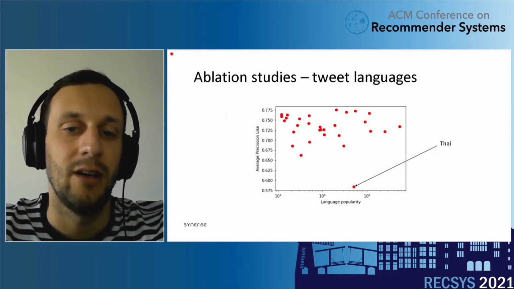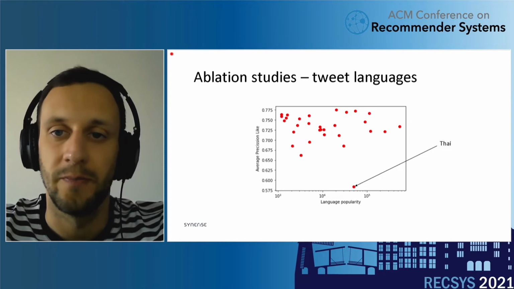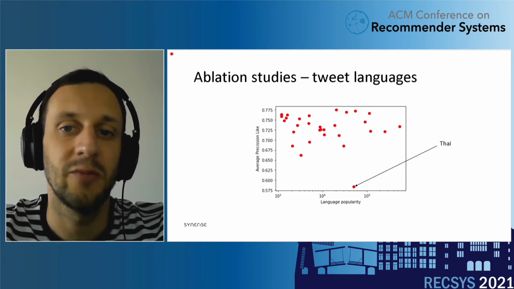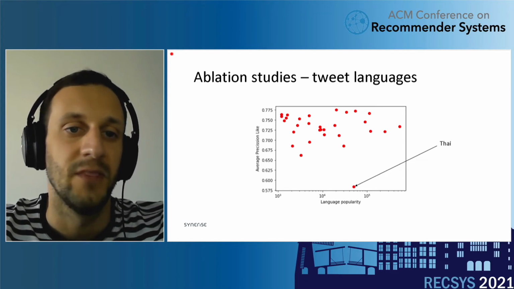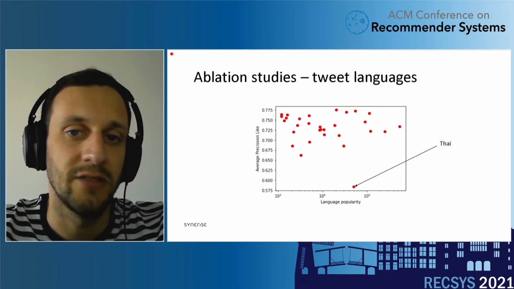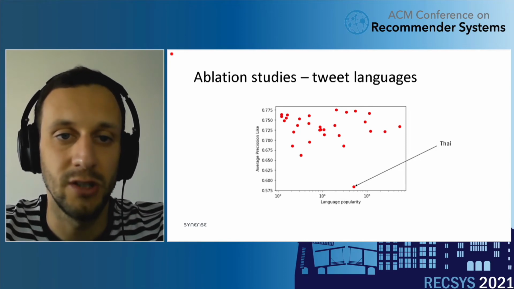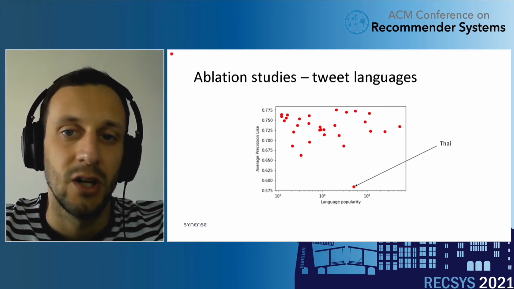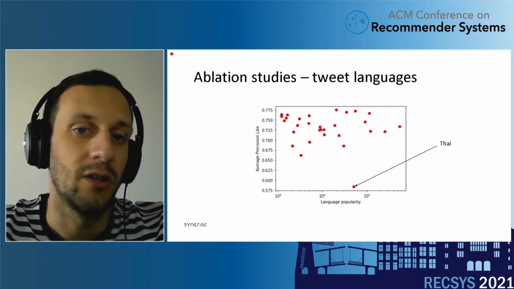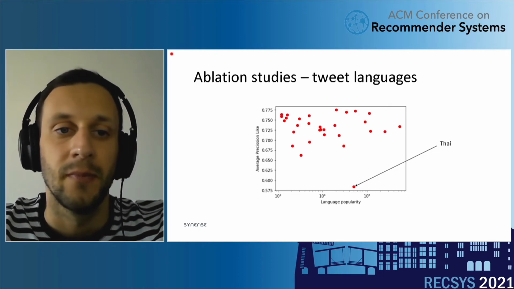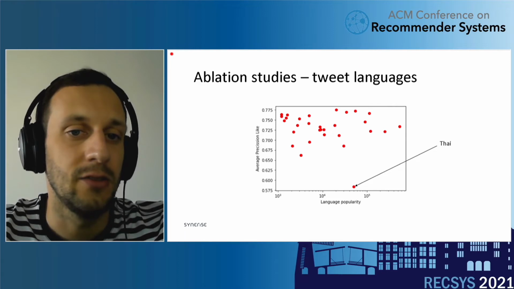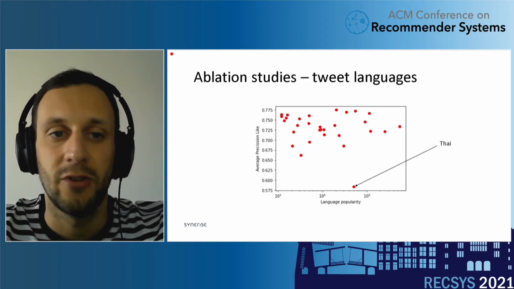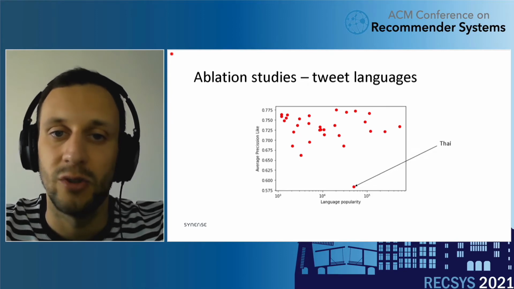Additionally, we evaluate our model for different tweet languages. This plot shows the visualization of the average precision score in terms of language popularity. Generally, less popular languages achieve scores similar to most popular languages, with one exception. A strong outlier is Thai language, which achieved a significantly lower score in spite of being fairly popular. We hypothesize that this is due to the fact that our BERT has been initially trained on 104 languages. However, Thai was excluded from training.